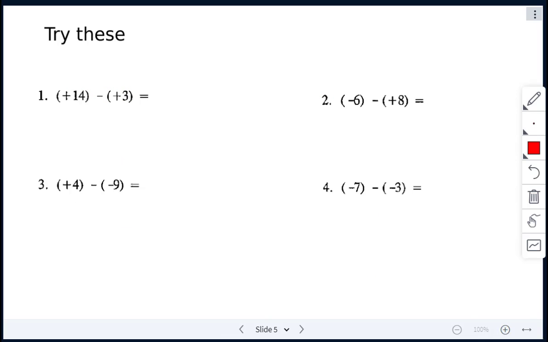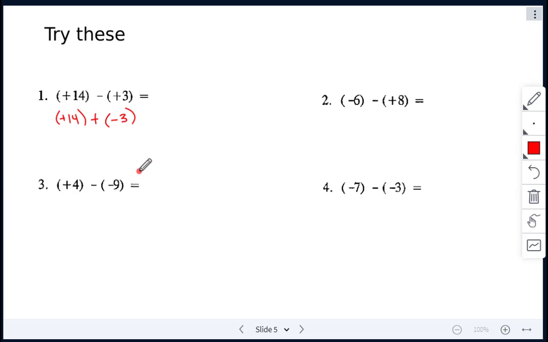Okay, so just going over the first one here, keep your first integer the same. That's going to stay as positive 14. Now we're going to add the opposite, which is negative 3.